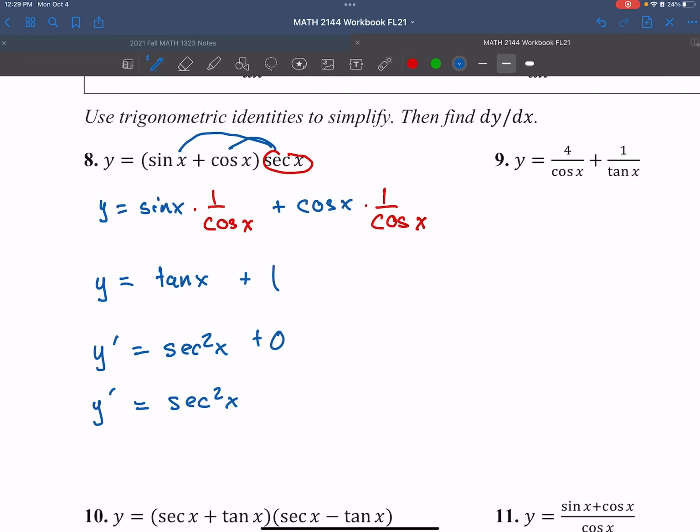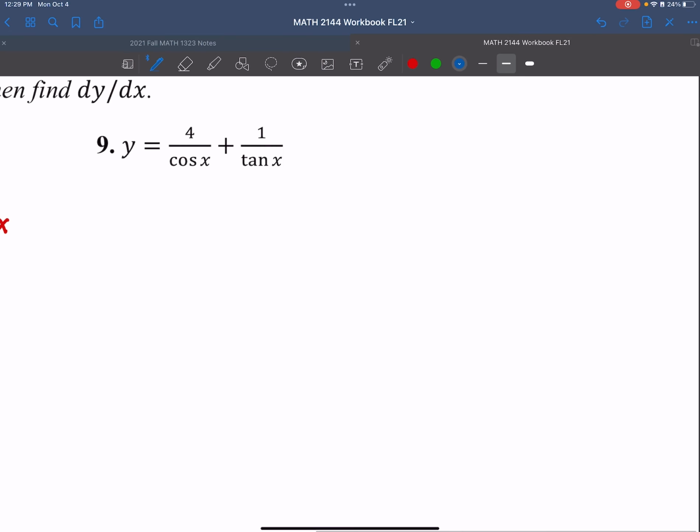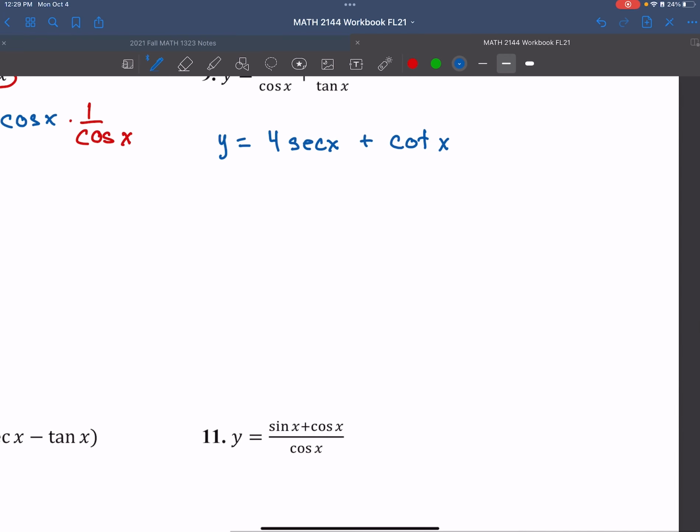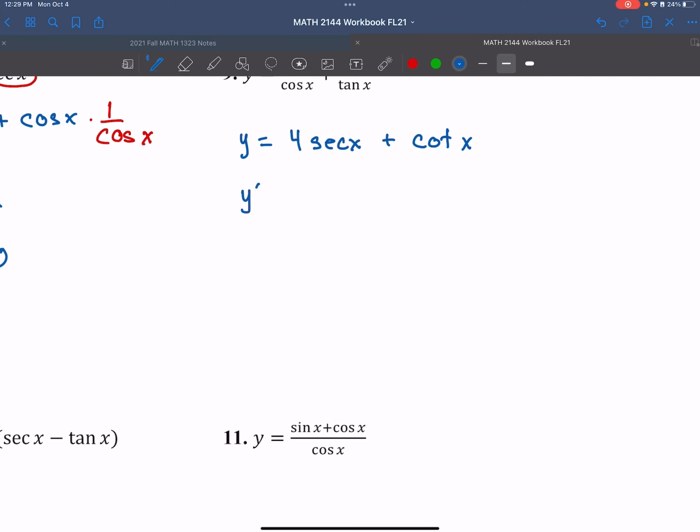If we look at number 9, this looks quite morbid, but instead of using the quotient rule, remember that you can rewrite this as 4 times secant of x plus cotangent of x. So if I'm giving you that, take a moment. What do you think is the derivative? Let me give you a moment to think about it. Recall. Try to hide the top of the page so you can't just look at the rules.